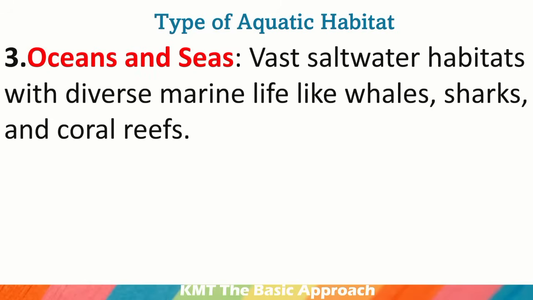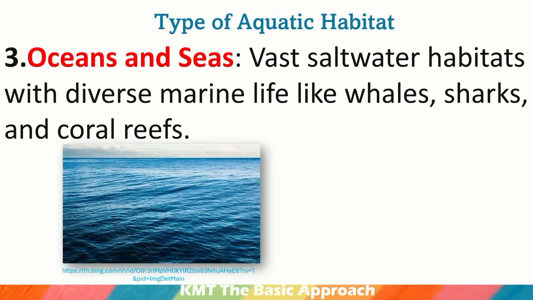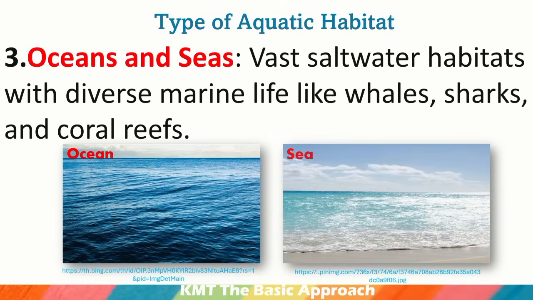Number 3. Oceans and seas. Vast saltwater habitats with diverse marine life like whales, sharks, and coral reefs. Oceans are vast bodies of water that cover more than 70% of the Earth's surface. While seas are smaller bodies of water found within the ocean or along the coast, often partially enclosed by land.